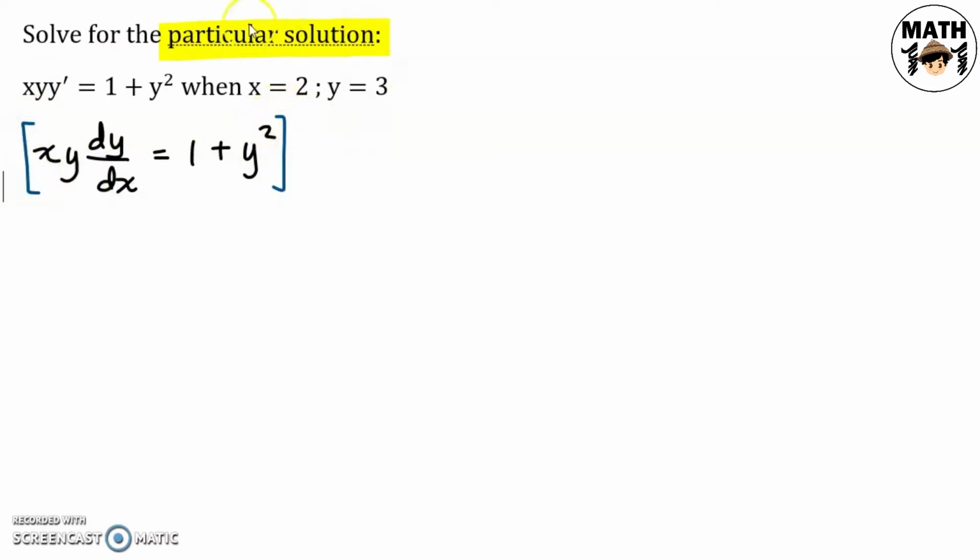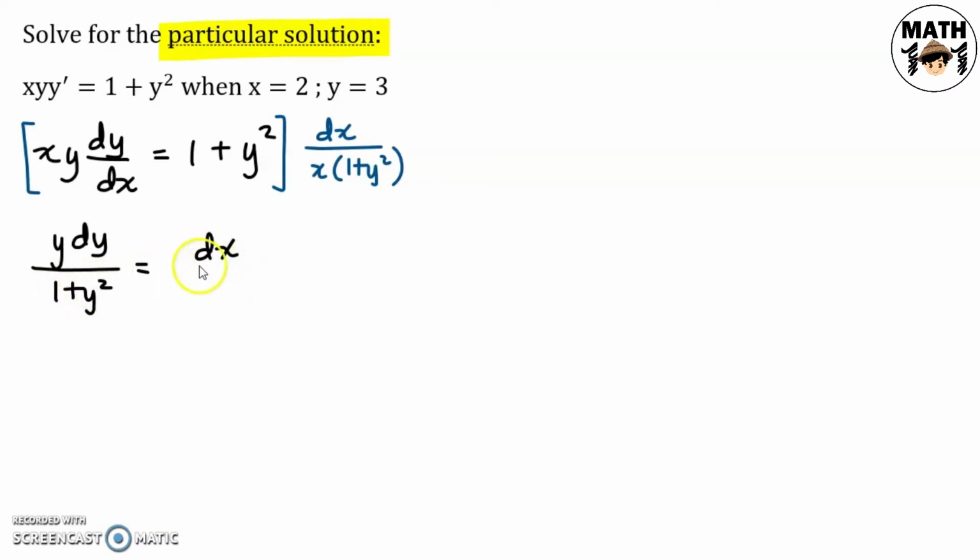We can do that by multiplying the whole equation by dx and dividing it by x and 1 plus y squared. We'll have here y dy over 1 plus y squared. And on the right side, we'll have dx over x. So, napag-iwalay na natin yung mga variable. We can integrate.